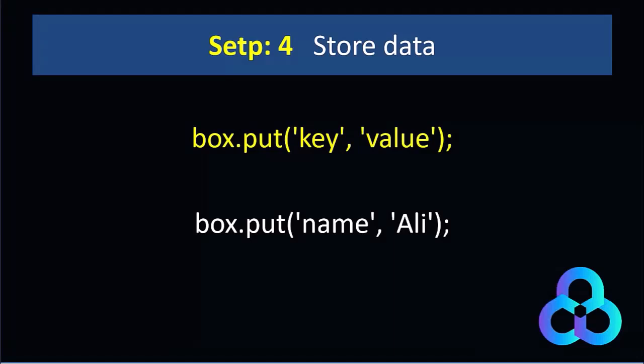Step number 4. Store data. Now it's time to start CRUD operations. First, we will add our data in the Hive database using the put method, which takes a key and its value to store data. In the example, name is the key and Ali is its value. In coding, we will store the value using a string variable.